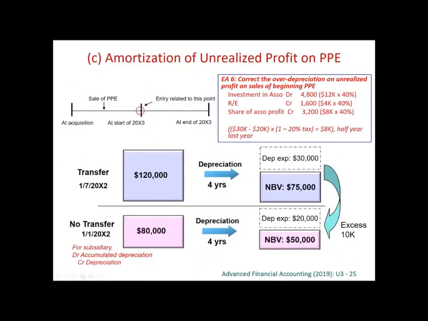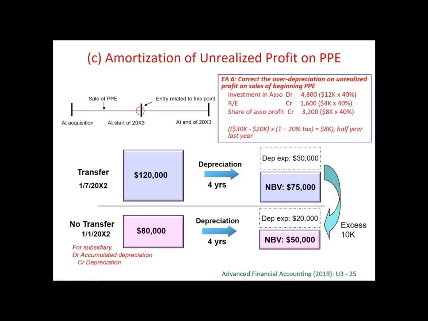If this is a subsidiary, you will credit depreciations and debit accumulated depreciation. But this is not a subsidiary. We don't credit depreciations. We credit share of profit. This is not a subsidiary. We don't debit accumulated depreciations. We debit investment associate.